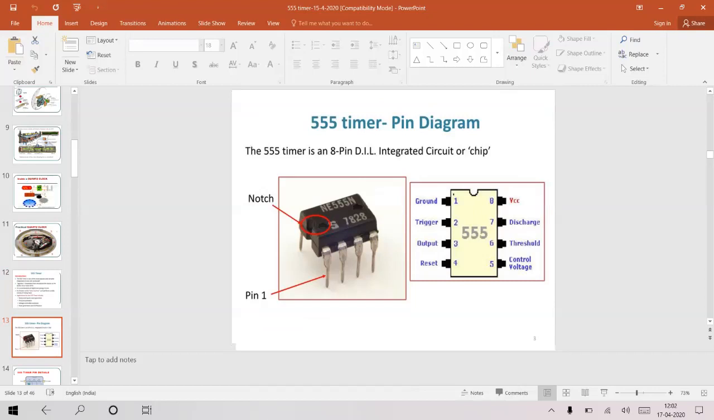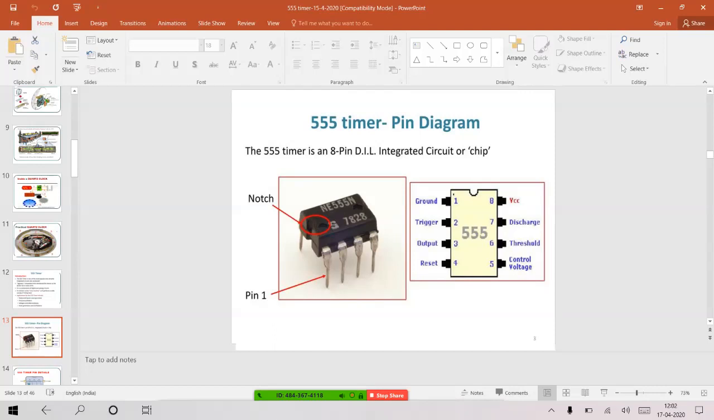And pin number 7 is just to provide a discharge path for the capacitor. At pin 7 a transistor is connected and given to the ground. Pin number 8 is meant for applying the supply. That is, the power supply you apply at pin number 8. So this is how the IC looks like.